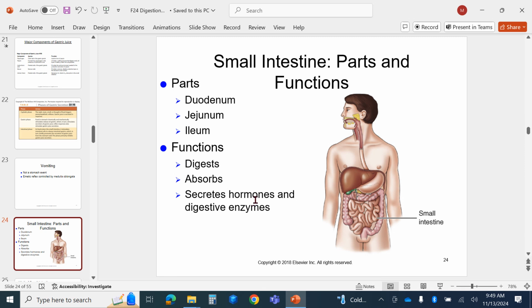Small intestine, parts and the function. Okay, there are the three parts. There's the duodenum, or you'll also hear it called the duodenum. Jejunum is the second, and then the last is the ileum. Okay, functions: digests, absorbs, secretes hormones, and digestive enzymes.